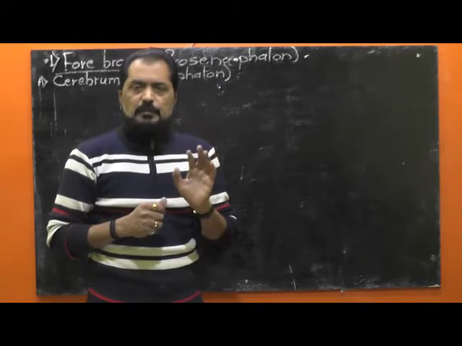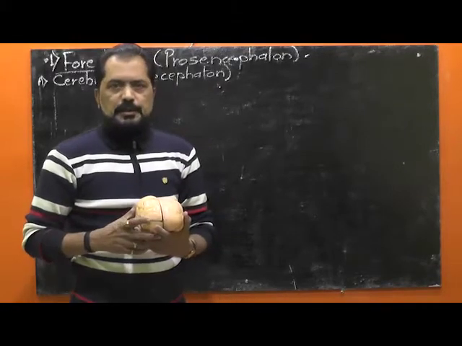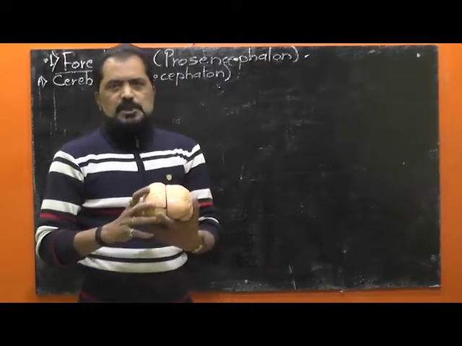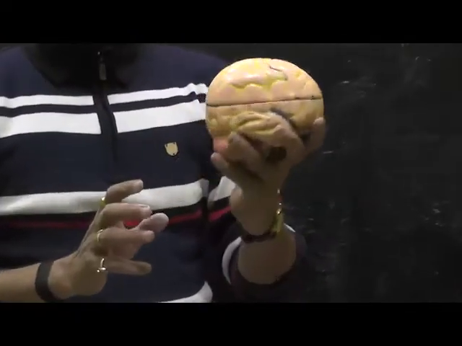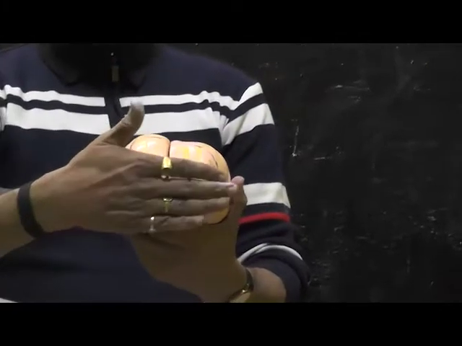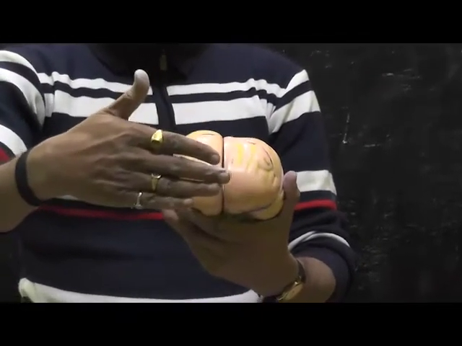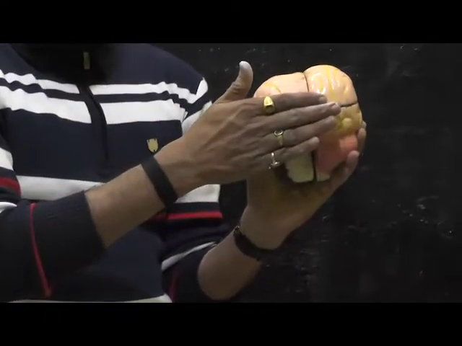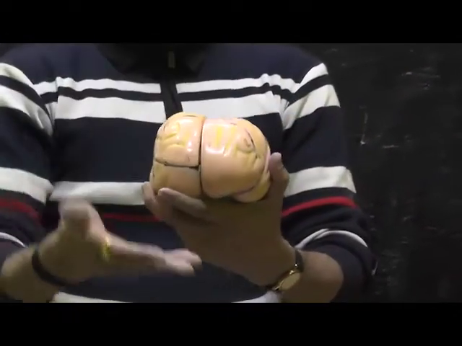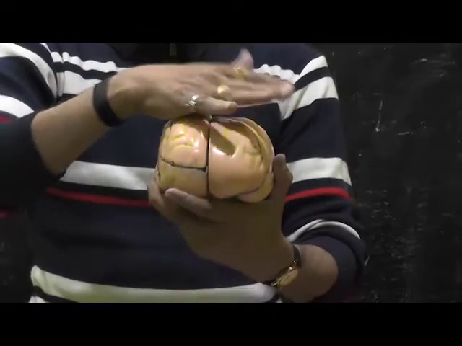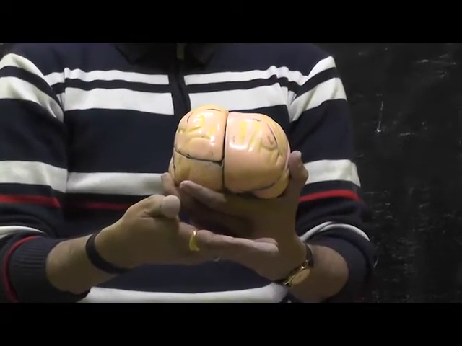Let me show in the model. Now please look here in this model. In this model, this entire pinkish structure represents the cerebrum. This is the anterior side, that is the front side. This is the posterior or back side. This is upper and this is lower, the superior and inferior side of the brain.